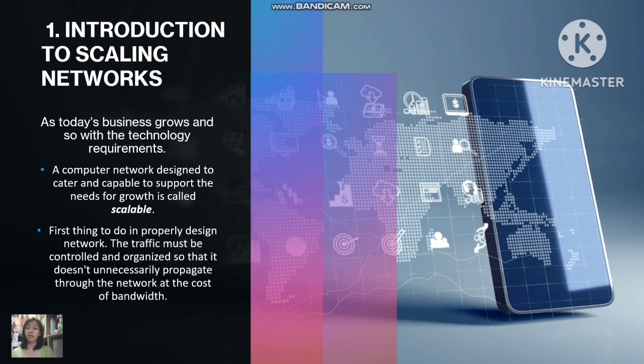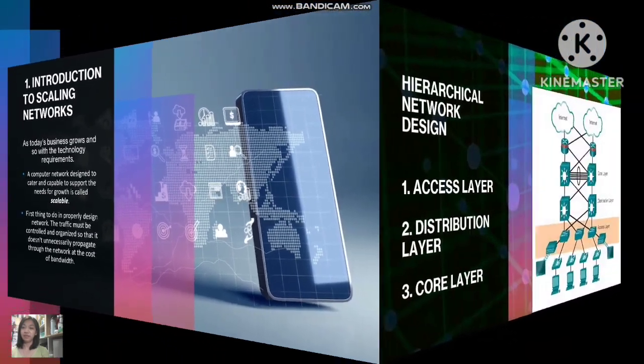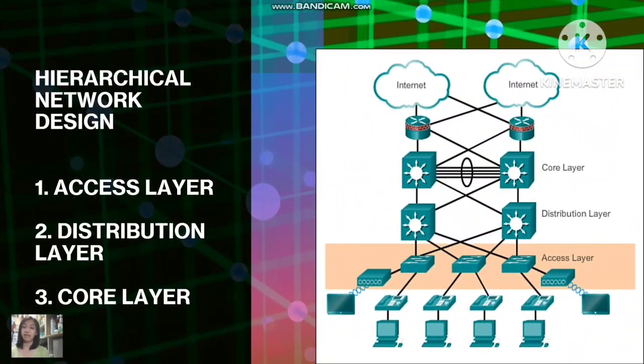First thing to do in a properly designed network, the traffic must be controlled and organized so that it doesn't unnecessarily propagate through the network at the cost of bandwidth. Network scalability refers to how well a network can handle sudden changes in workload brought about by sudden spikes or drops in the volume of data it processes. We can achieve this goal through a hierarchical design, which is the access layer, distribution layer, and the core layer.